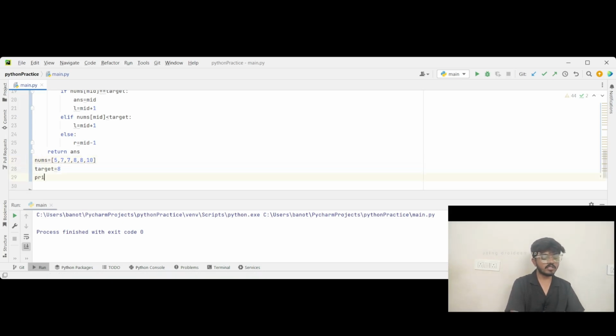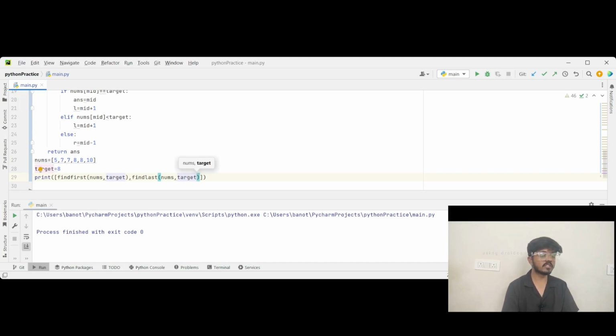So I will print this. Print, I'm passing the first function by passing the nums comma target. Then after comma, I'm passing the second function, find last. Again I'm passing the nums comma target value. Okay, so this is done.